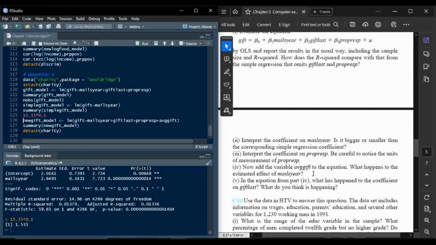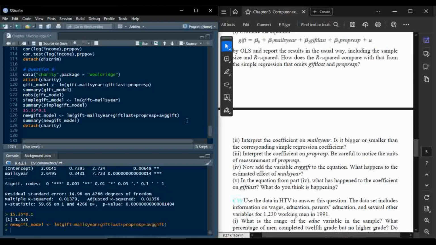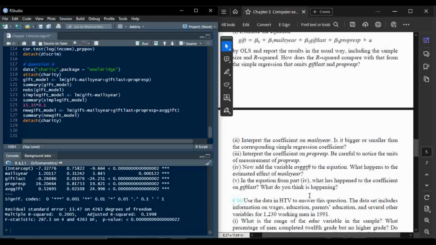Now add the variable average gift to the equation. What happens to the estimated effect of males per year? Let's create a new model by the name of new gift underscore model, and then add one more variable by the name of average gift in this model, and press Ctrl plus enter, and then summarize this model. Now we have to look at the coefficient of males per year. It is 1.20.